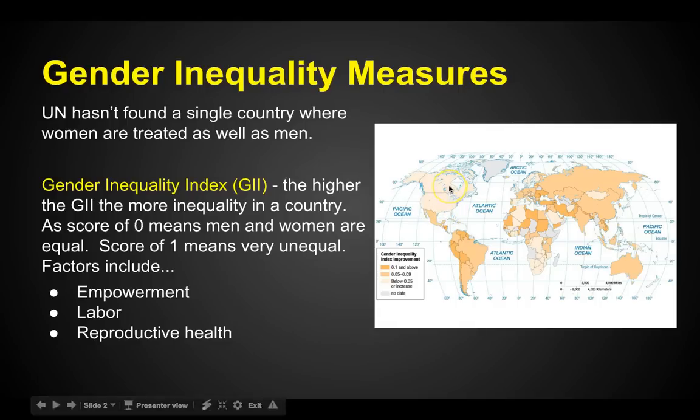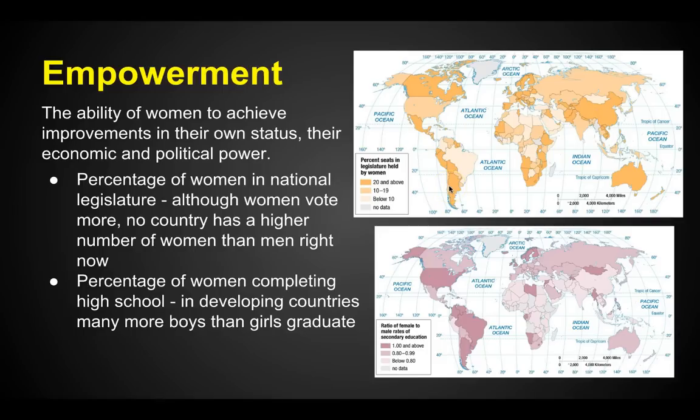It's not completely equal. Empowerment. This is one of the factors that goes into equality. Empowerment, the ability of women to achieve improvements in their own status, their economic and political power. Empowerment deals with the percentage of women in national legislature. How many of them are working in government? Although women vote more, no country has a higher number of women than men right now.